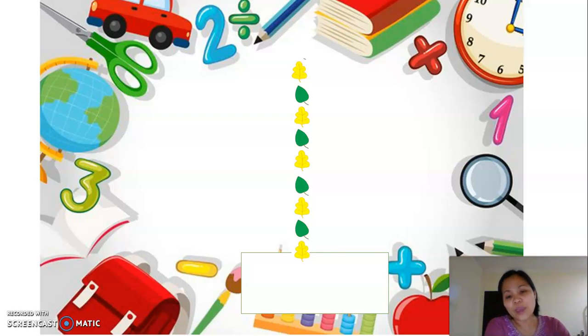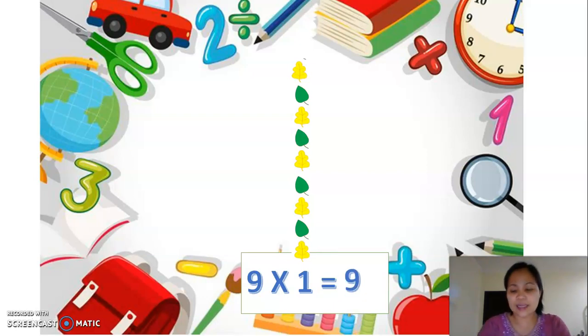Oh, this time we've got here a picture or an array of leaves. So let's count how many rows of leaves do we have this time. 1, 2, 3, 4, 5, 6, 7, 8, 9. Excellent. There are 9 rows all in all. And how many columns do we have? We only have 1 column of leaves. So therefore, we have 9 rows of 1. So what is 9 times 1? Very good. So 9 times 1 is equal to 9.